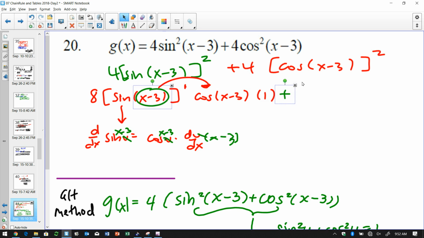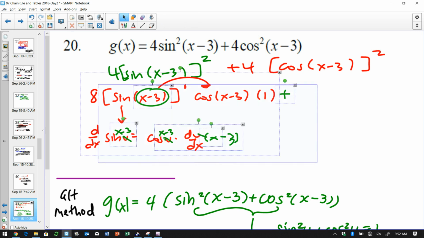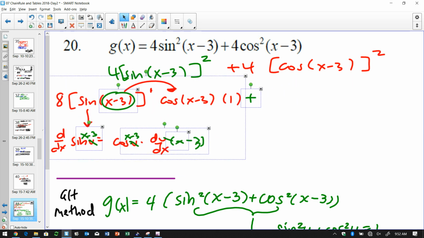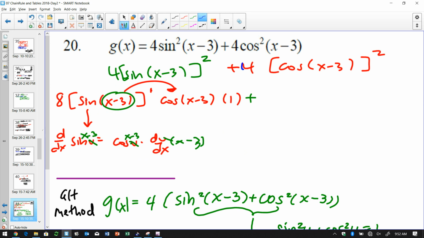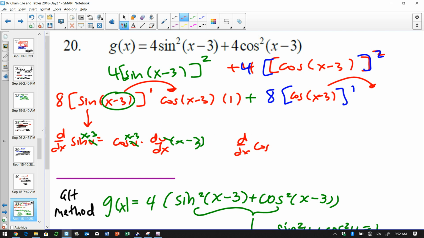Okay. And then right over here, I thought you were saying something else. Okay. On this side, what you get is the outside here is 4 squared. So this is actually 8. Leave the inside alone. Take the power down by 1. What's the inside of this one, though? Cosine x minus 3 times the derivative of cosine u. But the derivative of cosine u is equal to negative sine u times du dx, right? But what's the u in this problem? X minus 3, right?